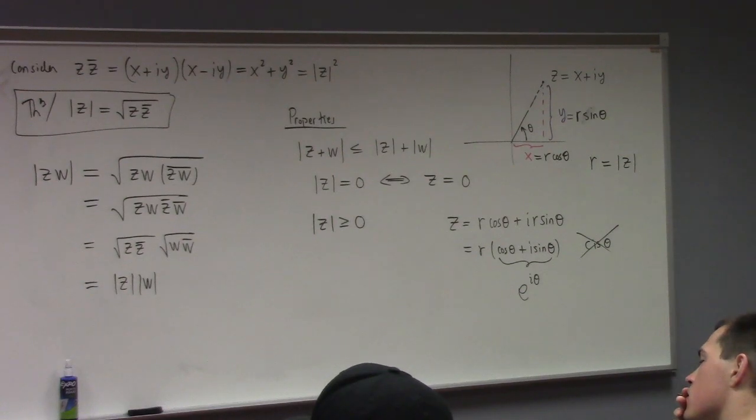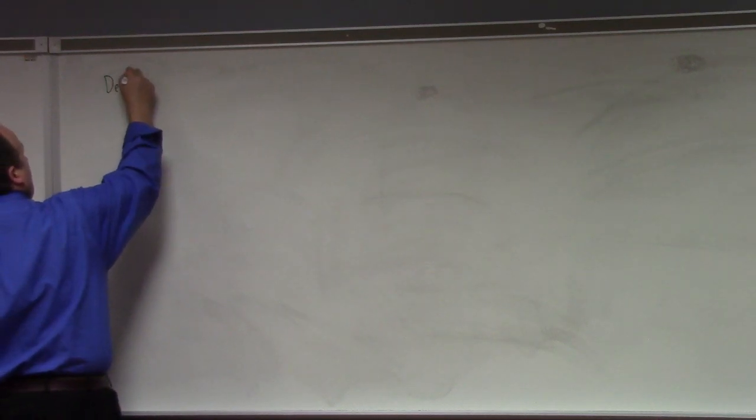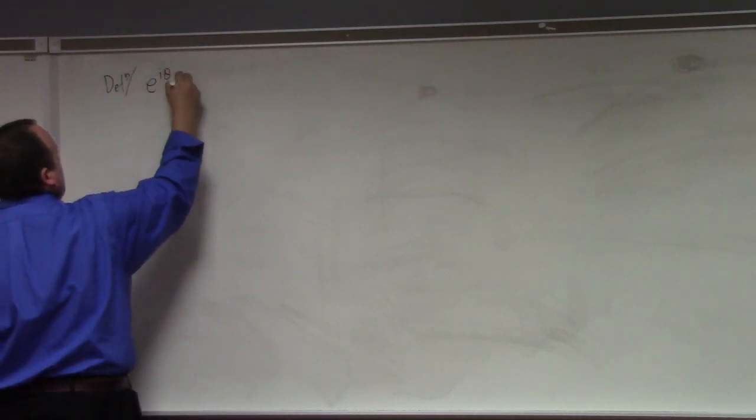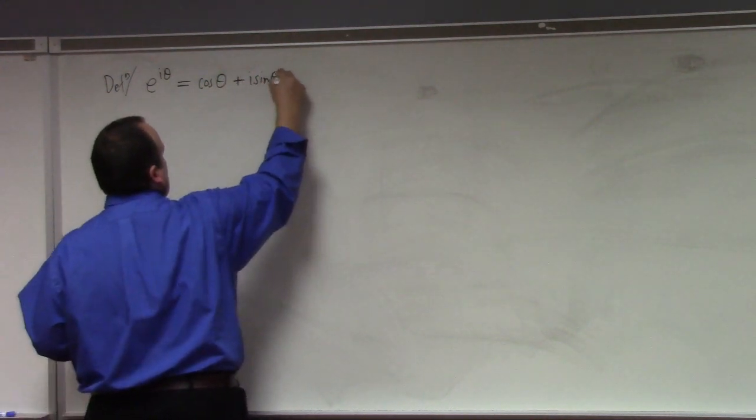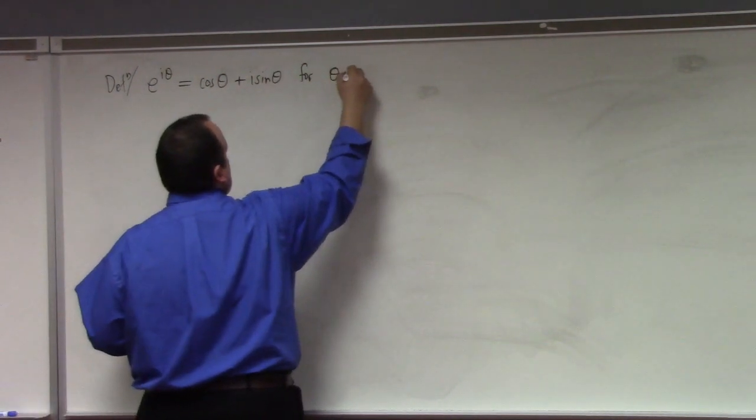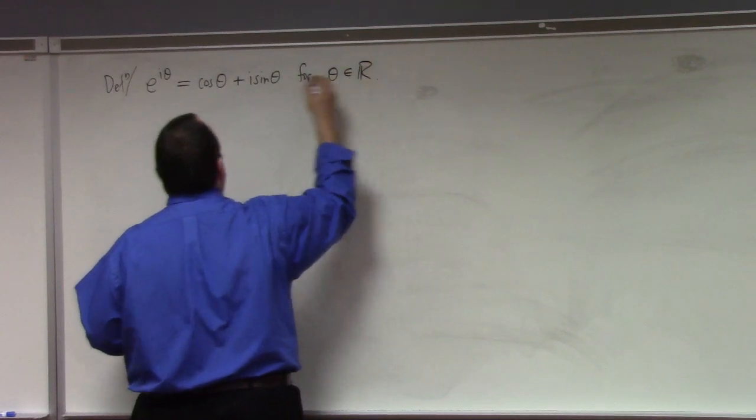Yowzers. My eraser shirt is letting me down. I must have watched the eraser shirt. So sad. All right, so definition. e to the i theta is equal to cosine theta plus i sine theta for any theta, which is, let's say, a real number, okay?